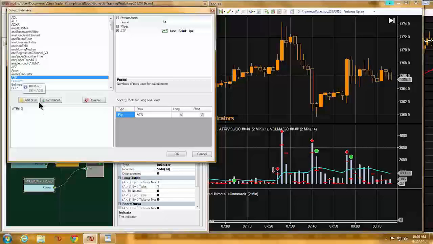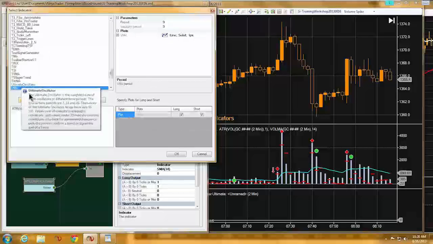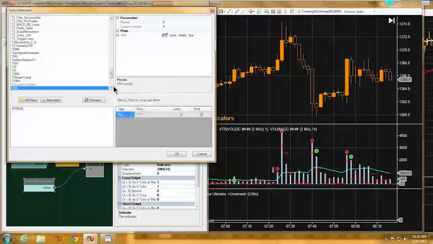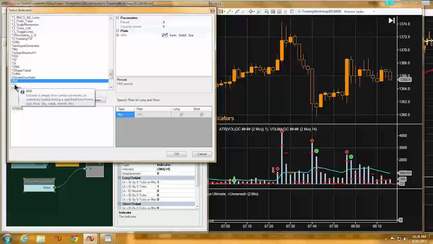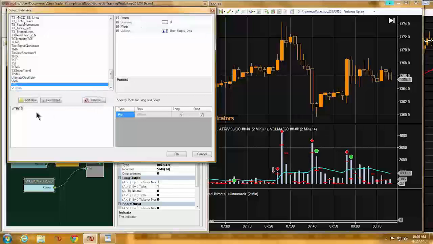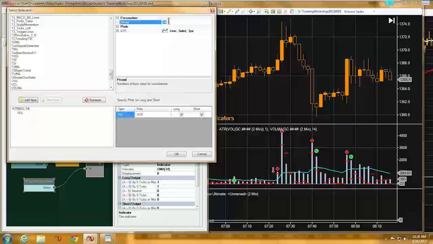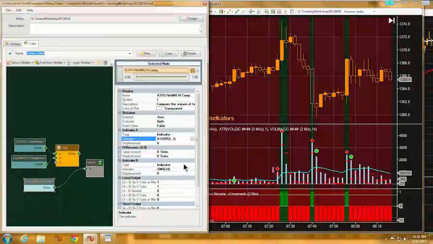All right, so I'll grab an ATR, and then next I need to nest the volume into it. Change the ATR period back to 1. And once again, only one plot, so that's good for the ATR. And the volume, there is no setting changes. There's only one plot, so that's all good.